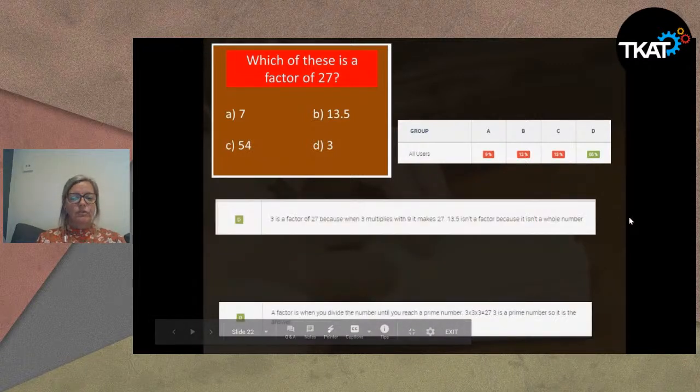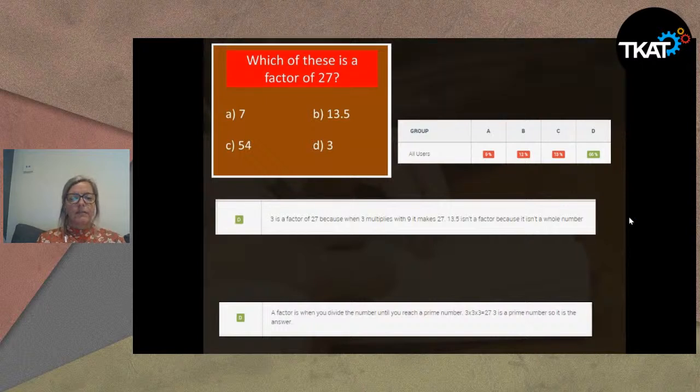Then you have those children who can really explain their reasoning. 3 is a factor of 27 because 3 multiplies with 9. And they even have told you here why 13.5 isn't a factor.